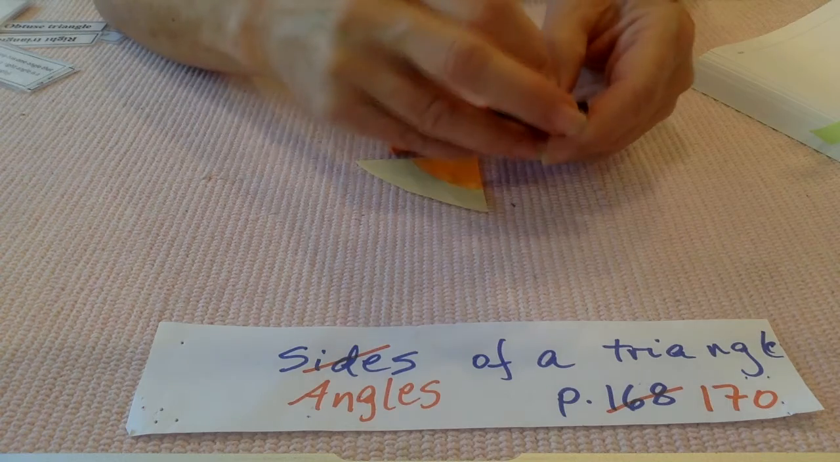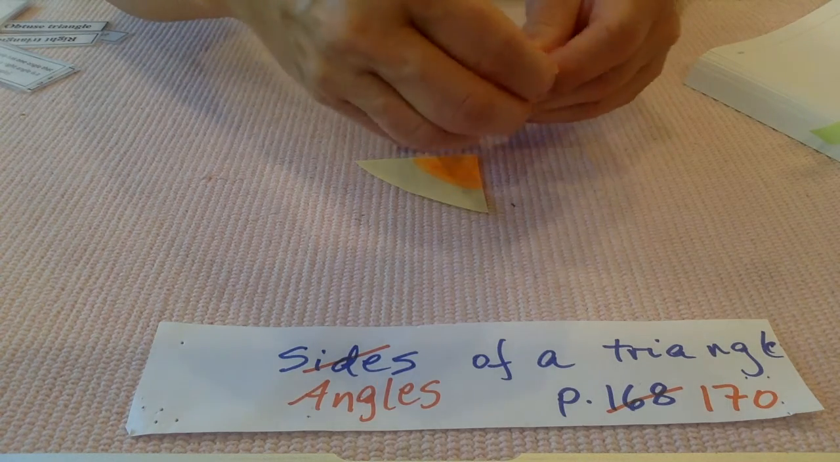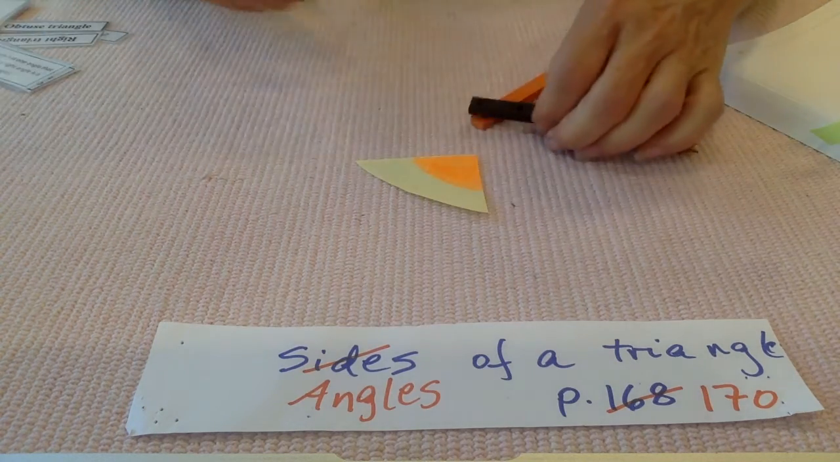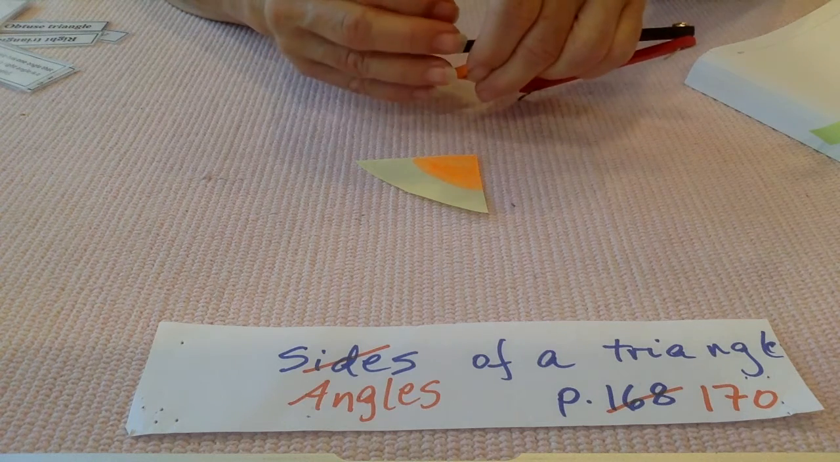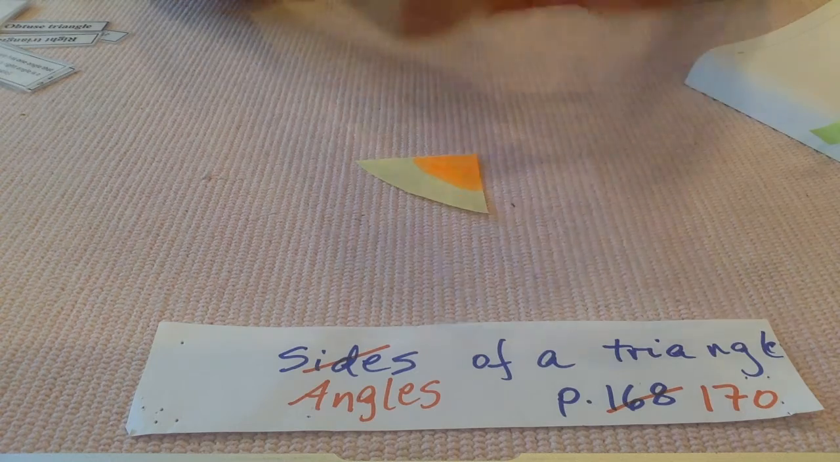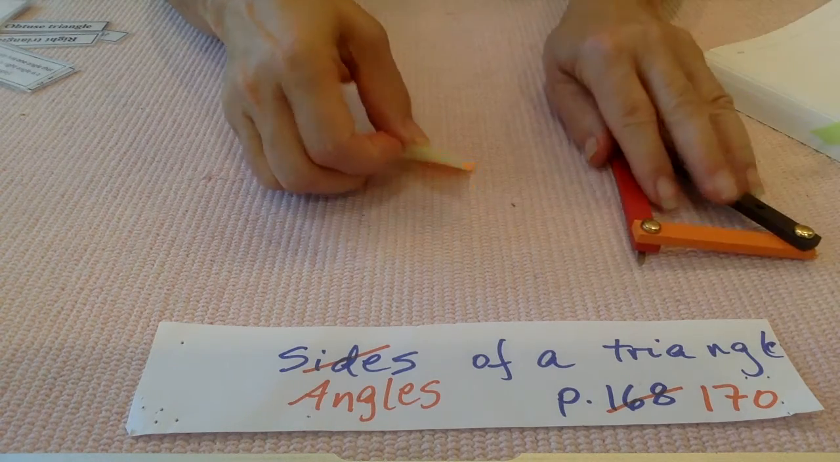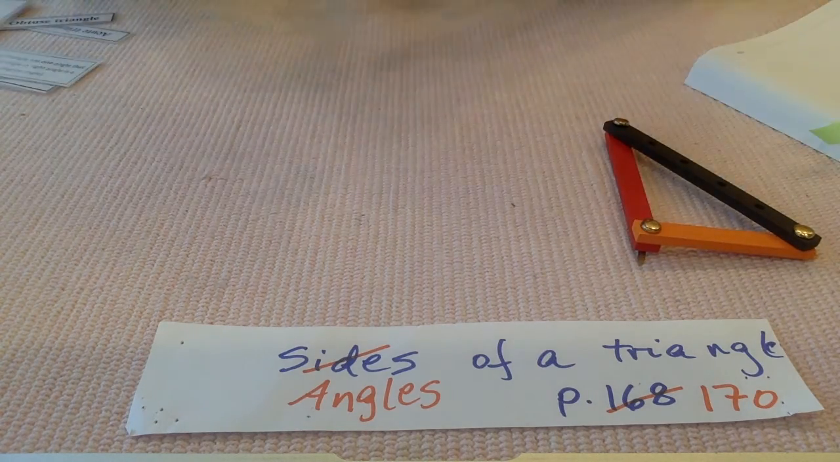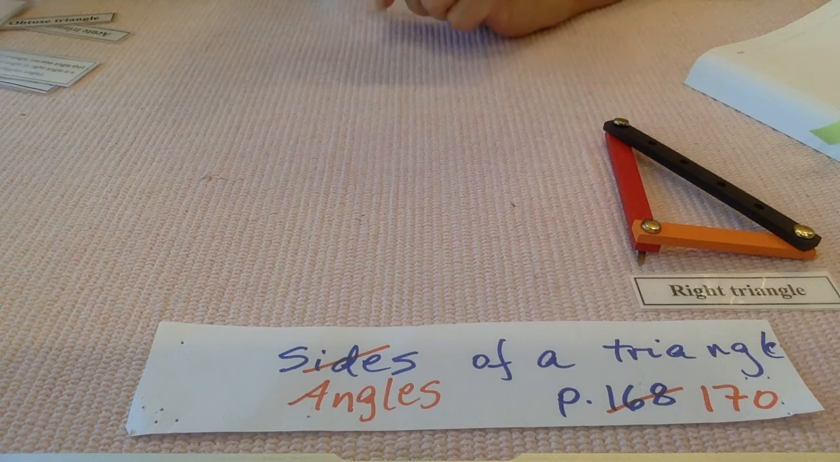And I'm going to call this a right triangle because it has a right angle. All right. A right triangle because it has a right angle right there. All right. So that is a right triangle.